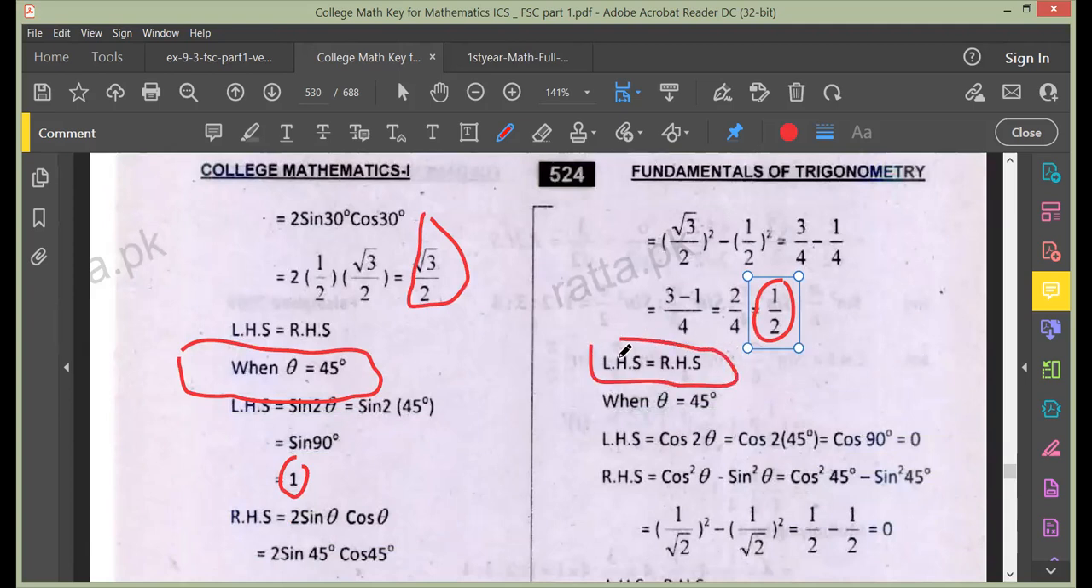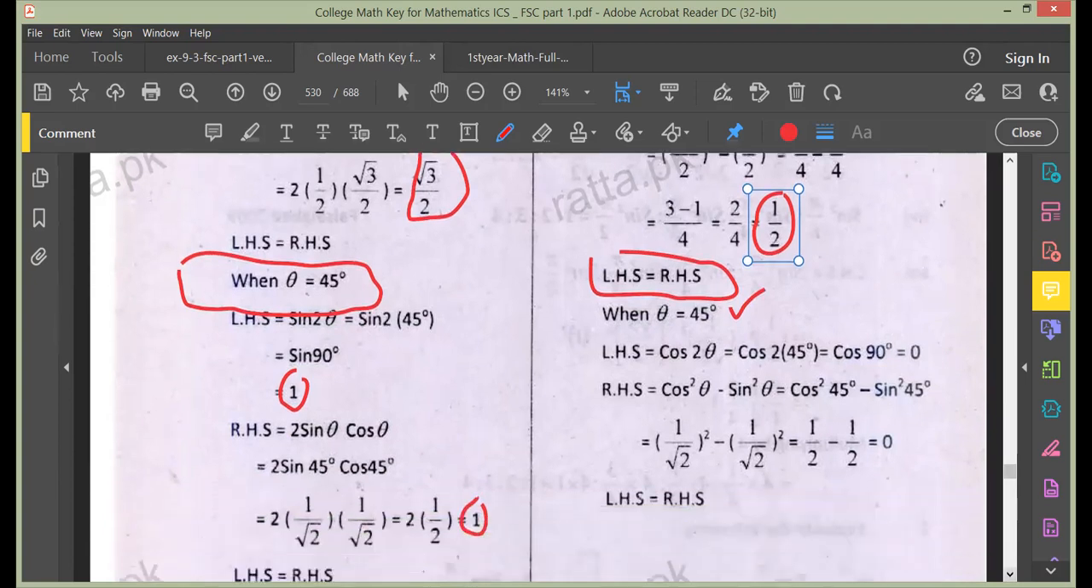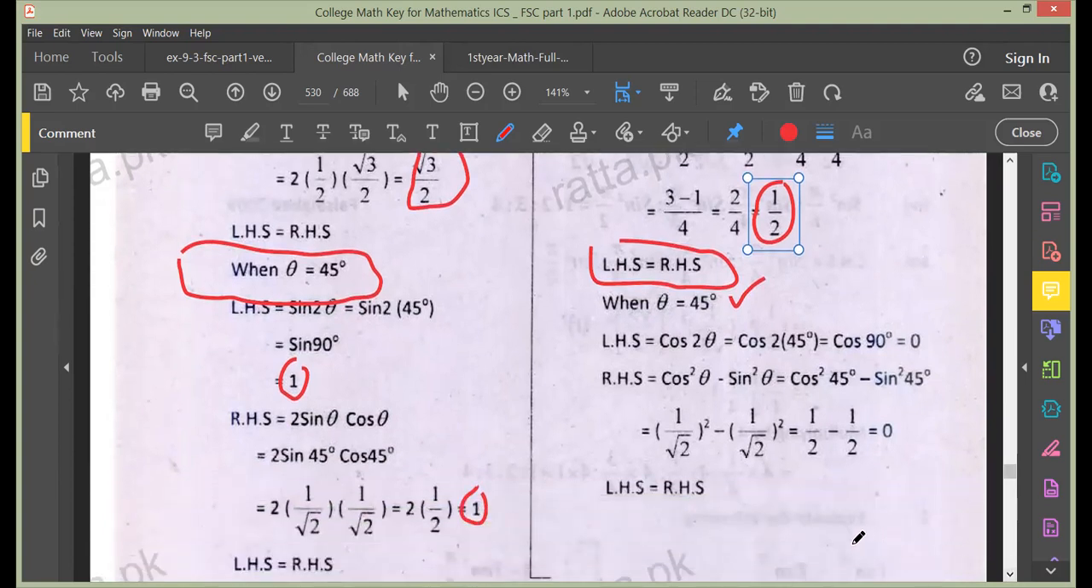Similarly, as we have done in this expression at angle 30, we will do it on angle 45. So if we put the value of theta is equal to 45, this will be equal to cos of 2 theta with theta 45. So 45 multiplied by 2 will be equal to 90. So cos 90 is equal to 1. Similarly, the right hand side is equal to cos square theta minus sin square theta. So cos square 45 minus sin square 45. We know that cos and sine at angle 45 have the same value.